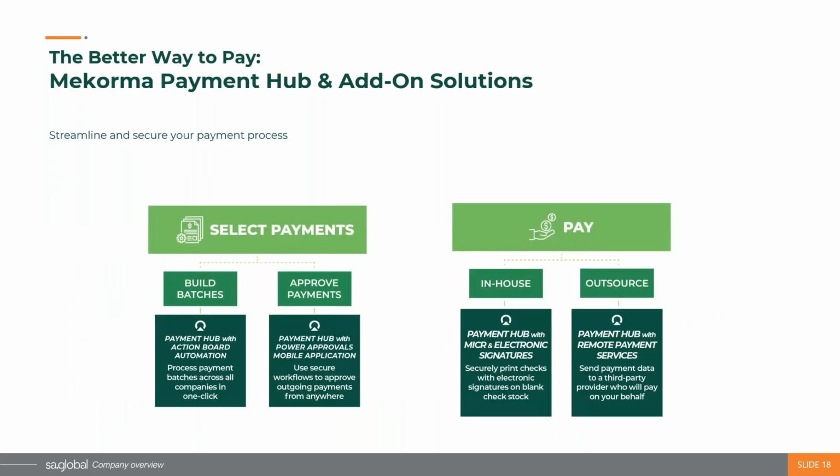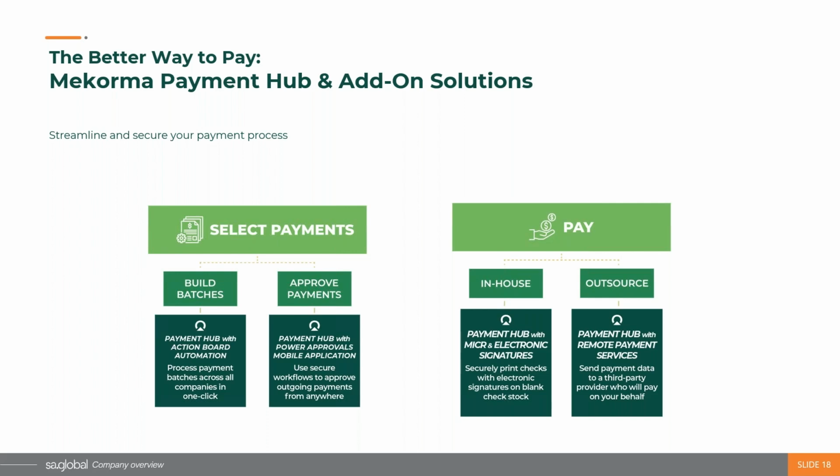All right, let's move on to the second and the third act of our journey today. So the second act is related to selecting payments, where we're going to be able to build batches in a really effective and streamlined way. We'll be able to approve payments in a mobile way and allow for users that aren't, again, in GP to be able to approve those payments. In our third act, we're actually going to process those payments.